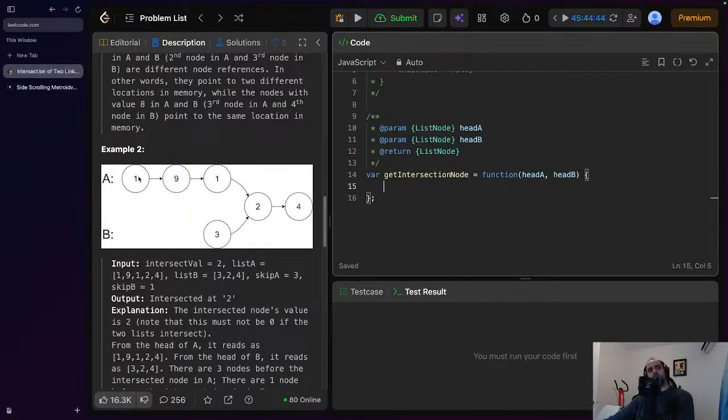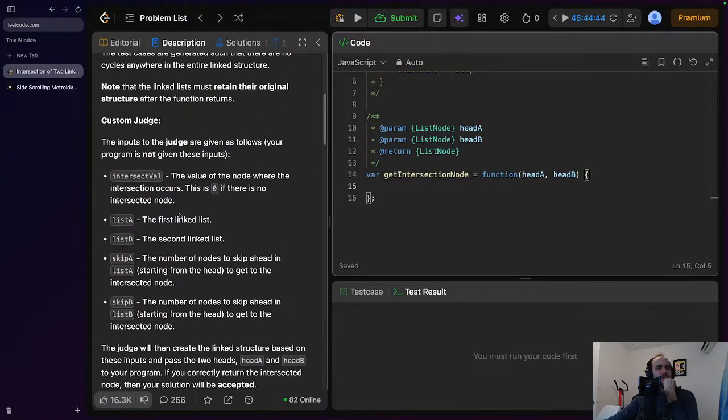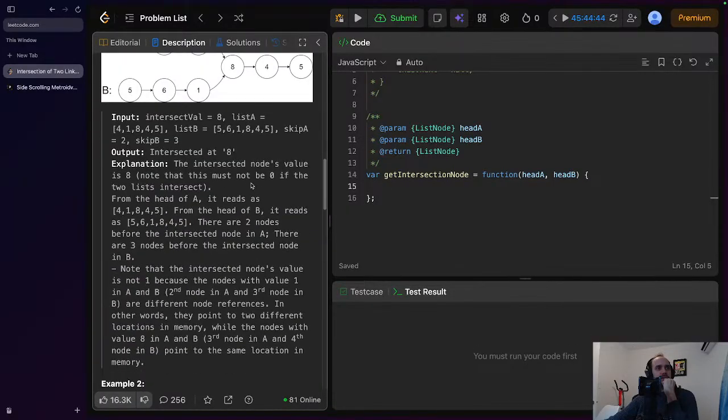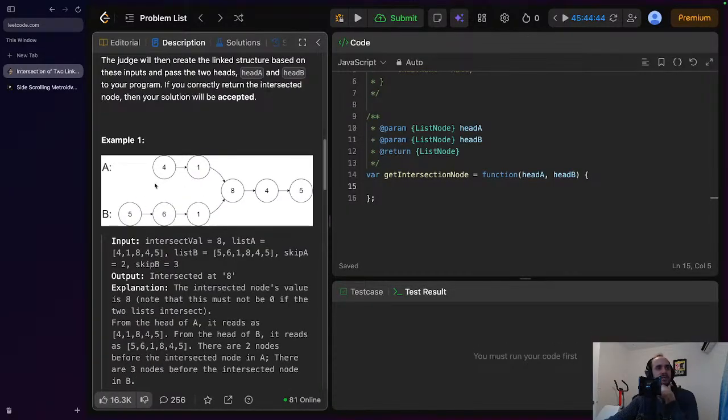Can't use extra memory. So, to some extent, I wonder, can we mess with the original data structure? They have to retain the original structure, so I can't even try to reuse the memory.